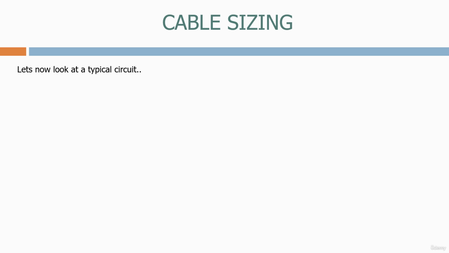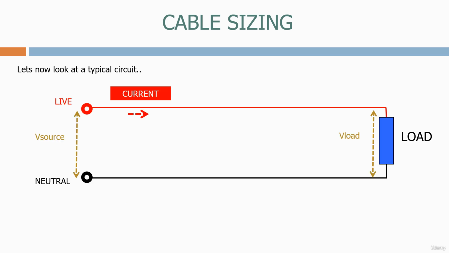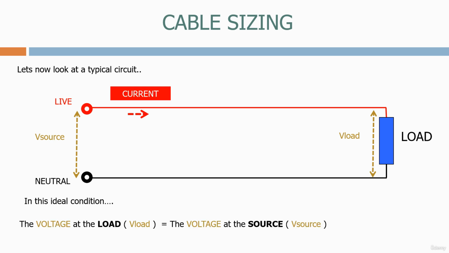Let's now look at a typical circuit. Here we have a standard circuit with a live, a neutral and a load, with current flowing and voltage V source at the input. In this ideal condition, the voltage at the load, V load, equals the voltage at the source, V source.